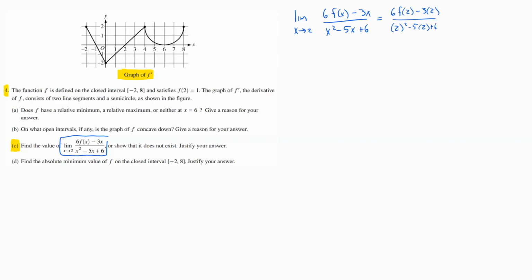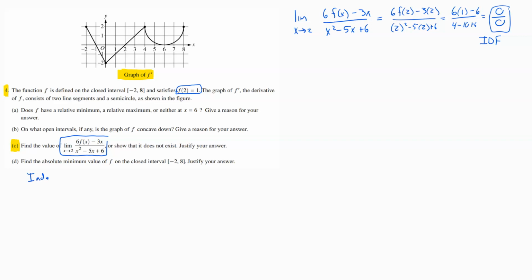And then plus 6. So out of here, what you would get on the top is 6 times, and then they told us what f of 2 is in the language of the problem. That is 1. Minus, on top we get 6. On the bottom here, we would get 4 minus 10 plus 6. So out of there, we get 0 over 0. Bells and whistles should be going off. This is what's called an indeterminate form. I'm just calling it an IDF up in there.